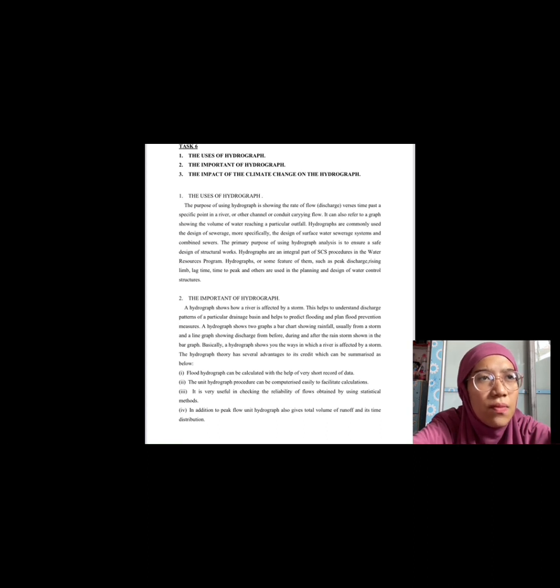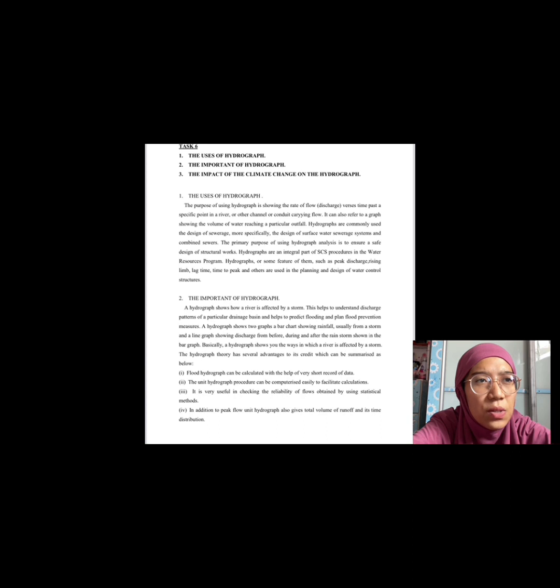Hydrographs, or some features of them such as peak discharge, rising limb, time to peak, and others, are used in the design of water control structures. The importance of hydrograph is that it shows how a river is affected by a storm. This helps to understand the discharge patterns of a particular drainage basin and helps to predict flooding and plan flood prevention measures.